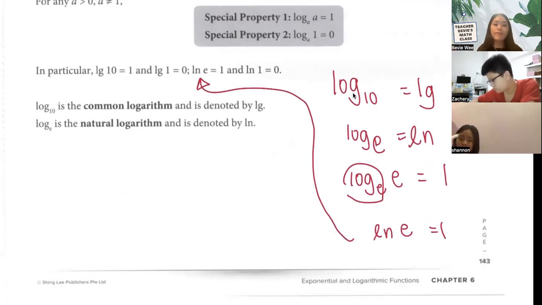For a start, very confusing. This chapter is a bit confusing.